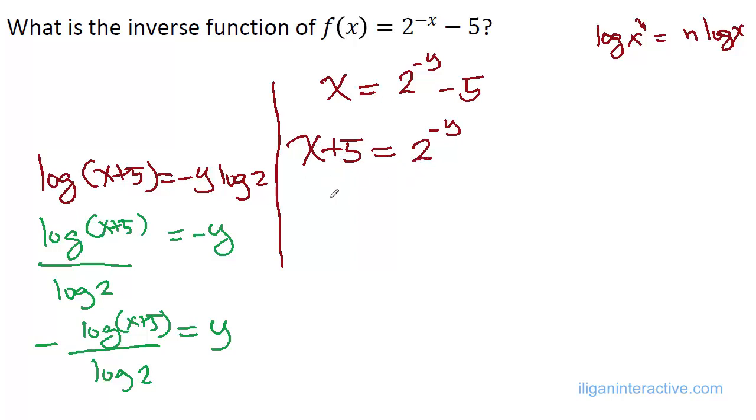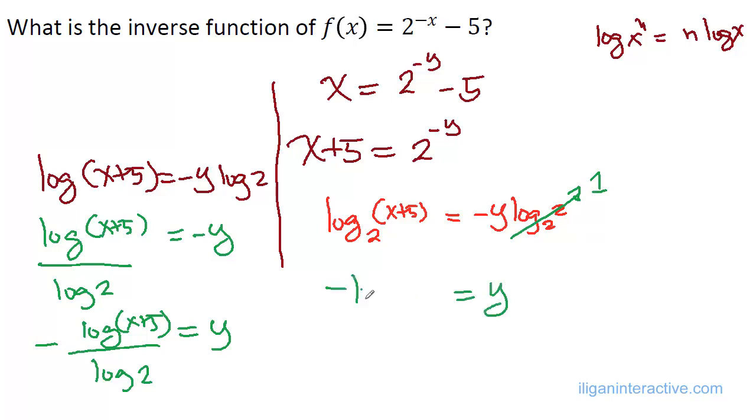What do you mean by that? Log base 2 of x plus 5 will be equal to negative y times log of 2 base 2, which is just equal to 1, because it simply asks us what exponent shall we raise the base to get a 2. Well, it's 1, so this thing will just be 1. And then if you want to solve for just y, it could now be equal to negative log of x plus 5 base 2.